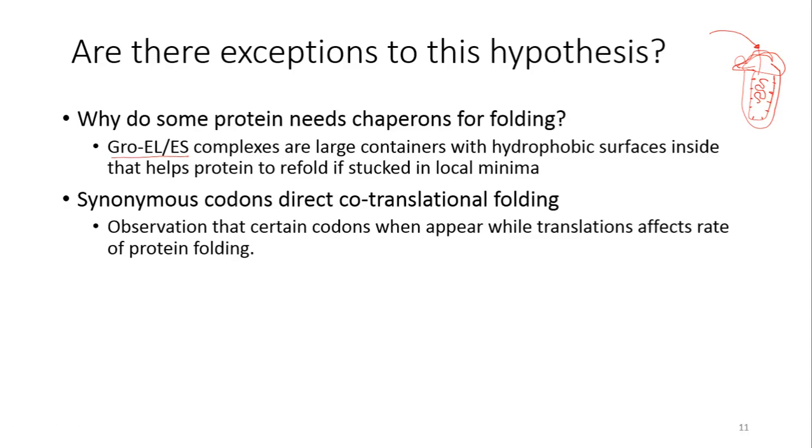Okay, the second example might be that there are certain synonymous codons that are known to direct co-translational folding. Okay, so it has been observed that if certain codons appear while the process of translation is happening, these codons affect the rate of protein folding. Okay, certain codons slow down the process of protein folding.